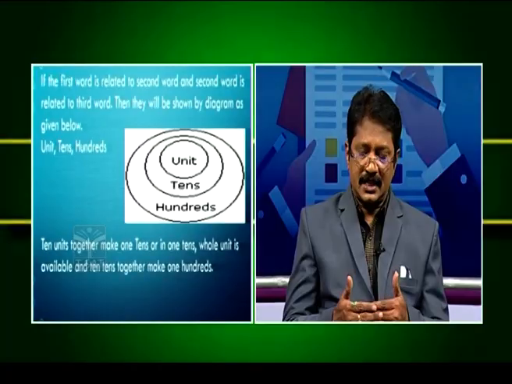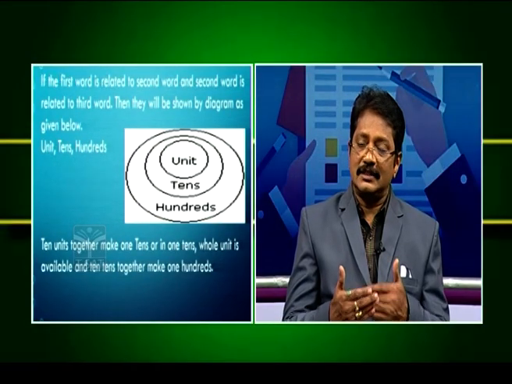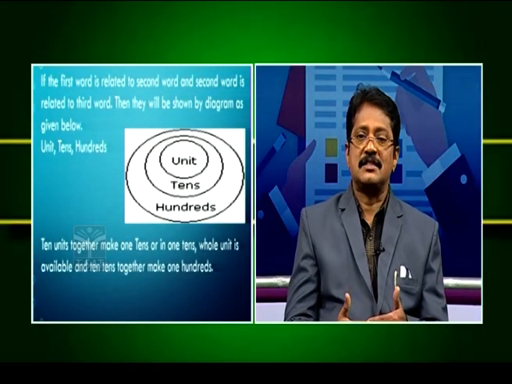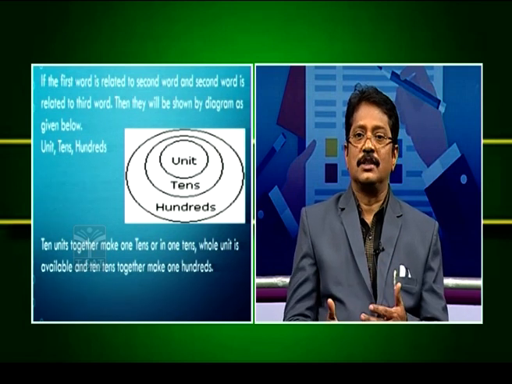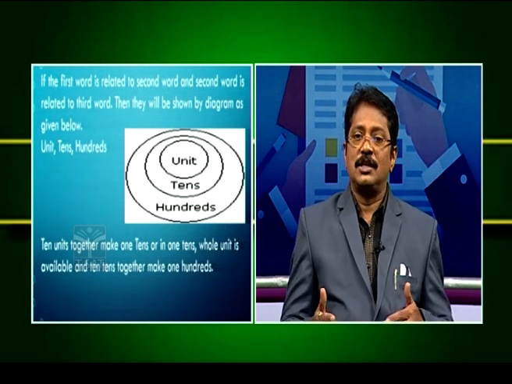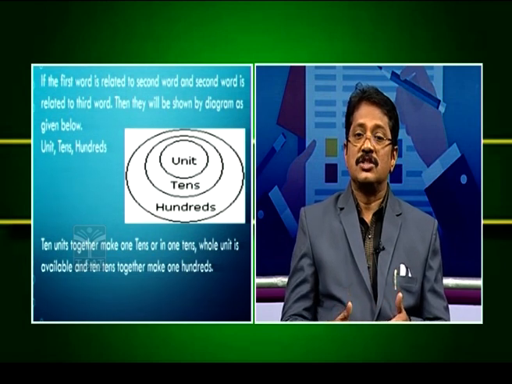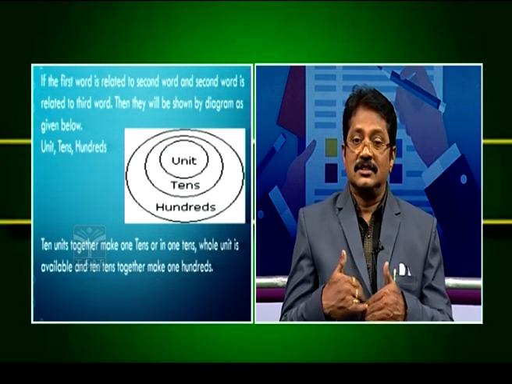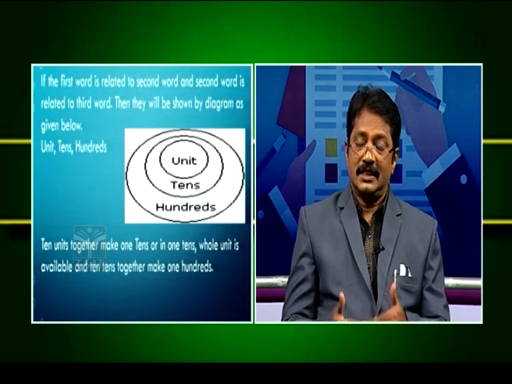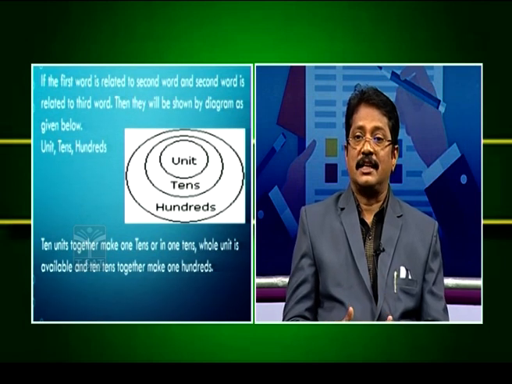Let us take a simple example. If you take a city, then state, then country, then continent, then the total world. If you consider the world, it will be represented by one circle, and the continent comes inside it. In the continent, the country comes inside it. In the country, the state comes inside it. In the state, the city comes inside it, correct?